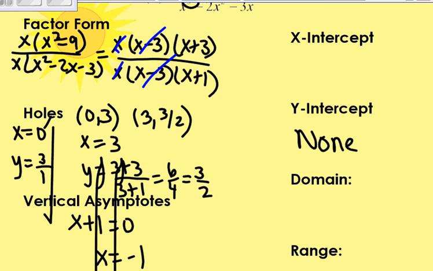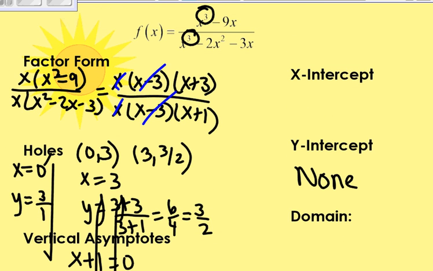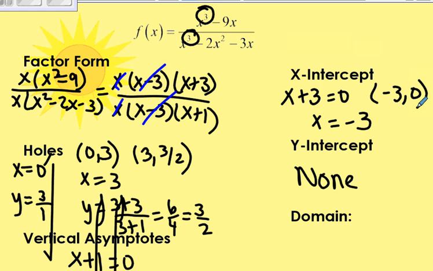All right, x-intercept. For our x-intercepts, we're going to take the numerator and set it equal to 0. So x plus 3 equals 0. So x equals negative 3. Again, this is a point, so negative 3 comma 0 is going to be our x-intercept. We already talked about the y.